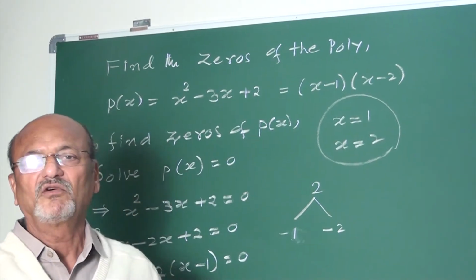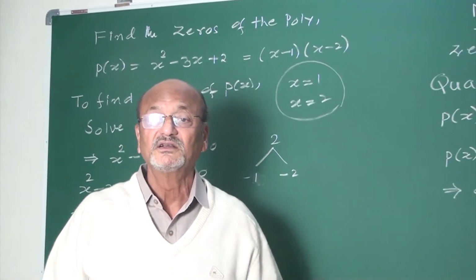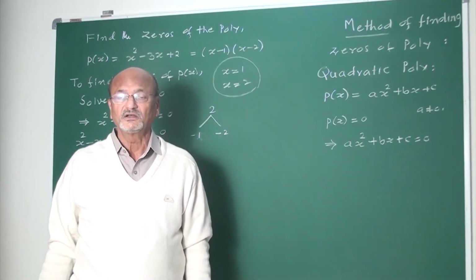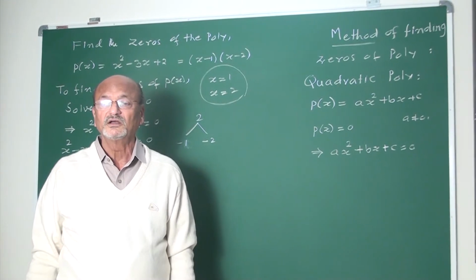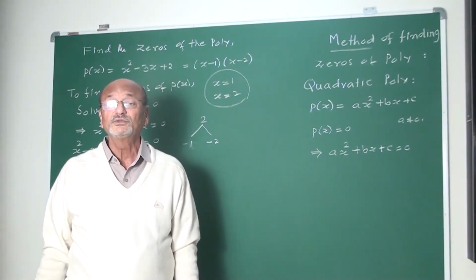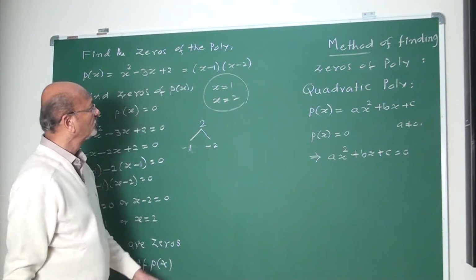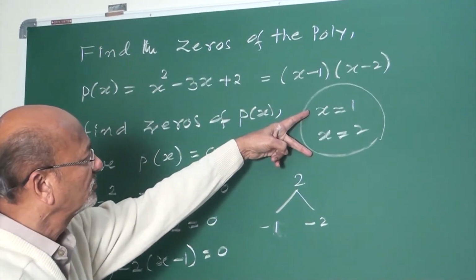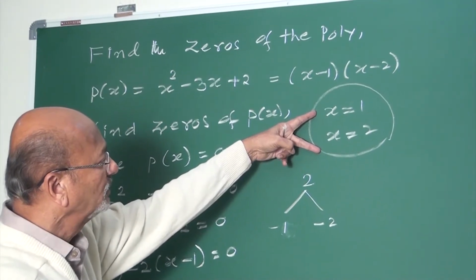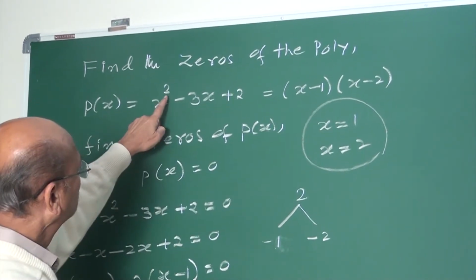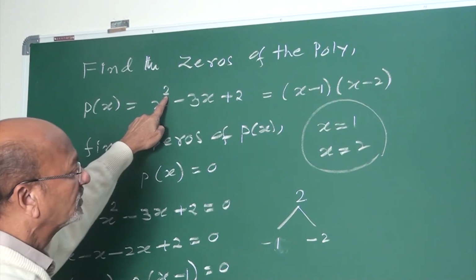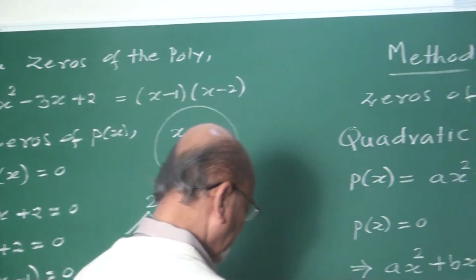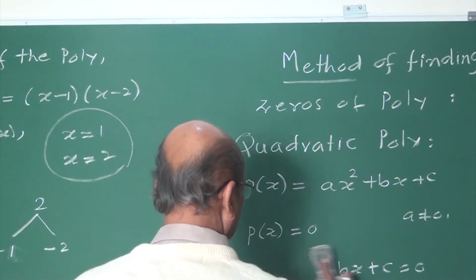Yes, my friends. Now once again I just remind you of the result: the number of zeros of a polynomial equals the degree of the polynomial. What is the degree of the polynomial here? The highest power of x, which is 2. What are the zeros? The number of zeros is 2. Therefore, the number of zeros equals the degree of the polynomial. Remember, I will do one more example on this quadratic.